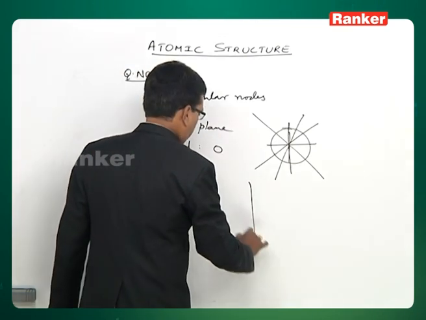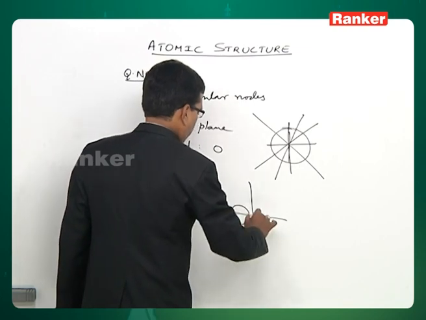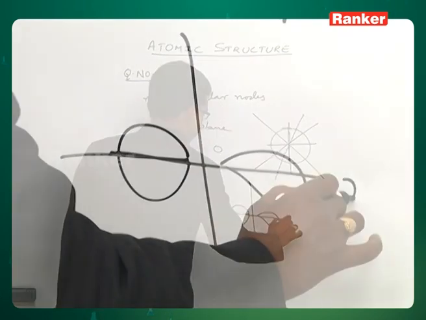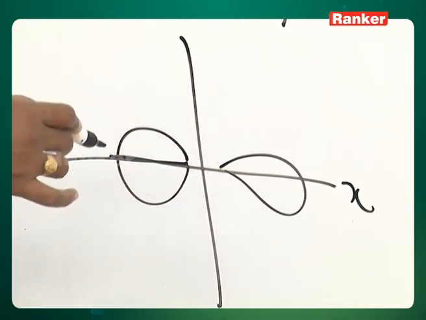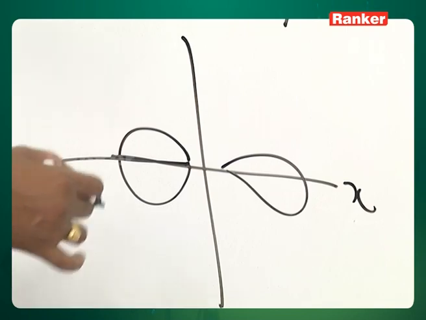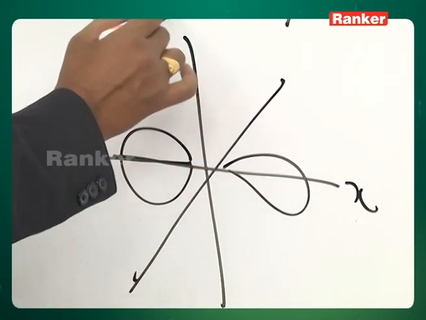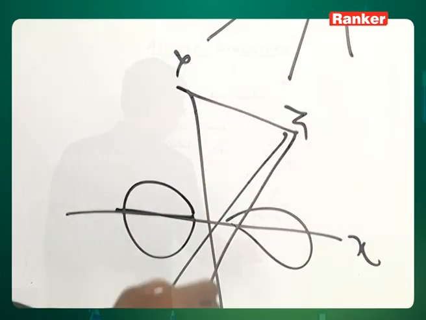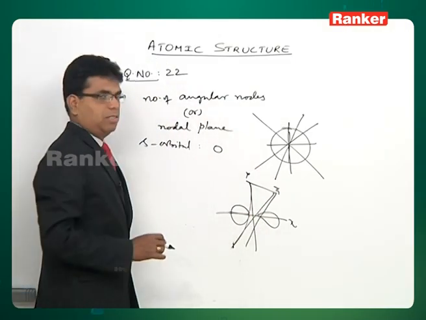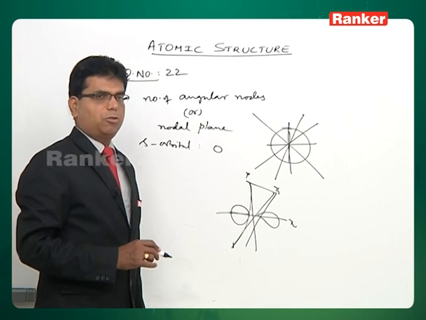But if we have a p orbital, and you consider this as the x-axis, then the electron density is mostly concentrated on the xy plane and xz plane. But if this is your x, y and z, then the yz plane is the one where the probability of finding an electron is 0.